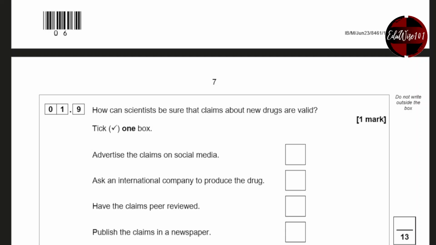How can scientists be sure that claims about new drugs are valid? Advertise the claims on social media. That's not going to work. Ask an international company to produce the drug. It could be far worse. And have the claims peer reviewed. Yes, that would be the best option. Publish the claims in a newspaper. It's not going to have any effect.